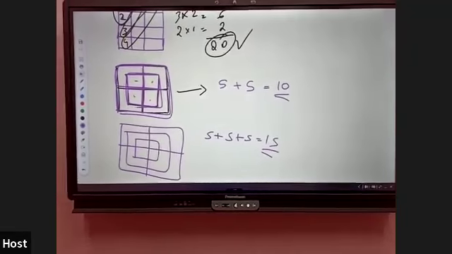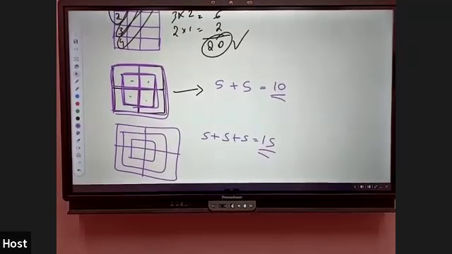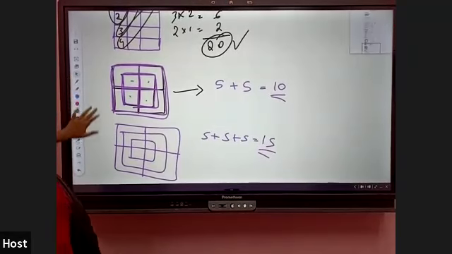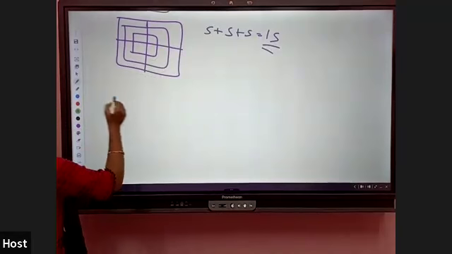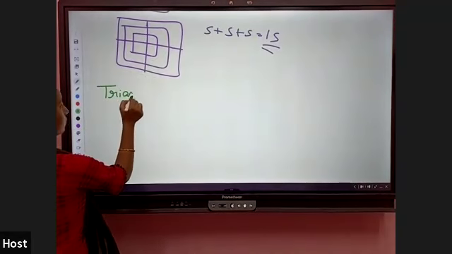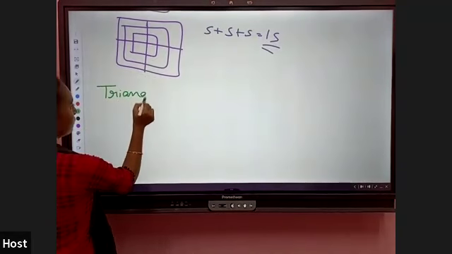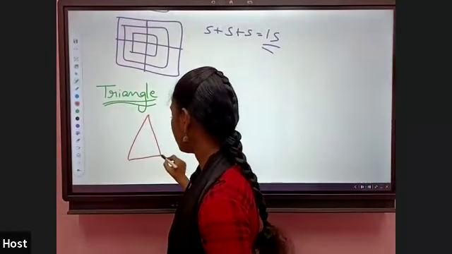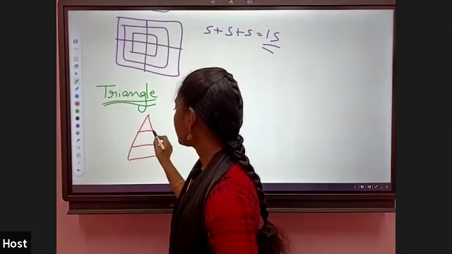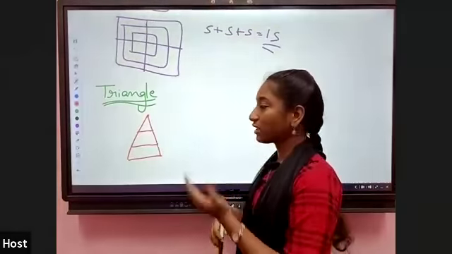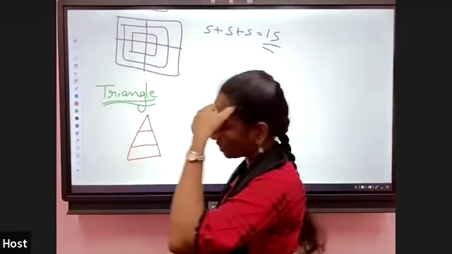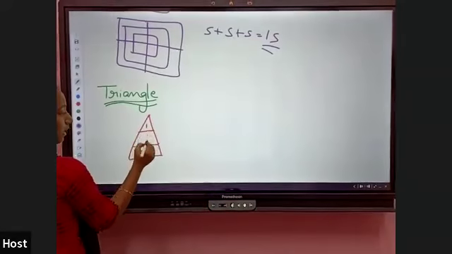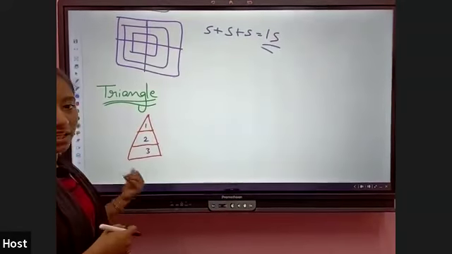No doubt? Okay. Let us move to another shape, that is triangle. So in triangle, there are 3 models. So firstly, step triangle. When the triangle is in these steps, the number of steps is equal to the number of triangles. That means 1, 2, 3. There are 3 steps in the given triangle.